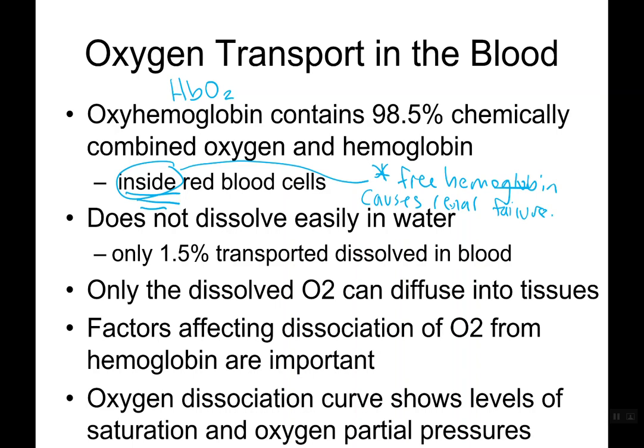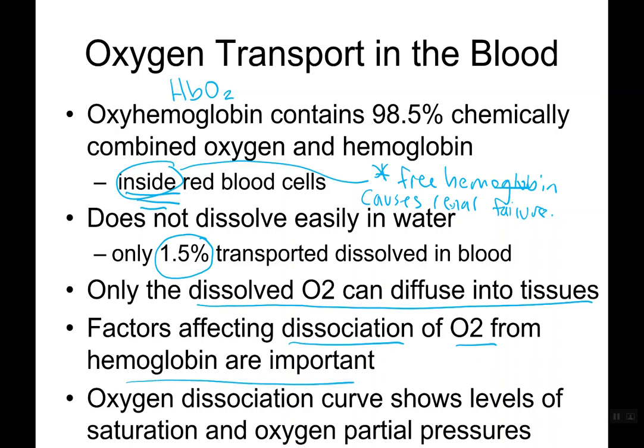Now remember, oxygen has low solubility in water compared with carbon dioxide, so it doesn't really dissolve very easily in the blood plasma, and that is why we only have about 1.5%. So only the dissolved O2 can diffuse into tissues, and that means that in order to basically get O2 into the tissues, you have to make the hemoglobin let go of it. What that means is that since 98.5% of the oxygen is bound to hemoglobin, factors affecting the dissociation of oxygen from hemoglobin are very important.